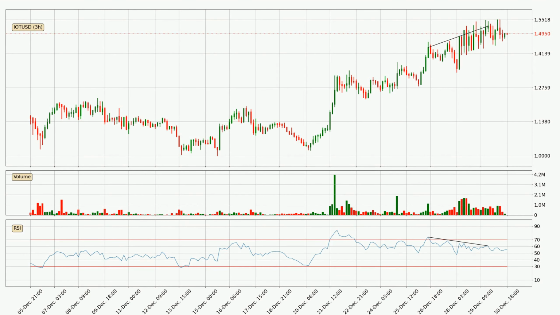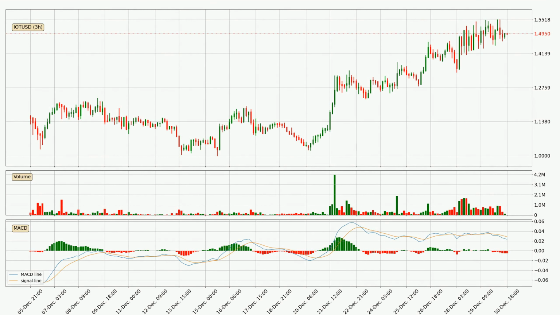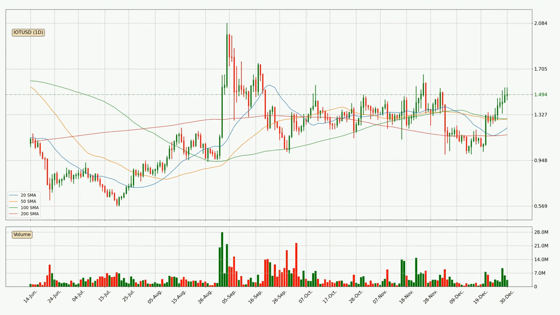Searching for divergence in the 3-hourly time frame, there is a bearish divergence, which means the price could go down from now or at least consolidate for some time. Looking at the 3-hourly MACD, the trend is currently going down because the MACD line is below the signal line. The MACD histogram shows that the momentum is currently strong and it could be expected the price to go further to the downside.